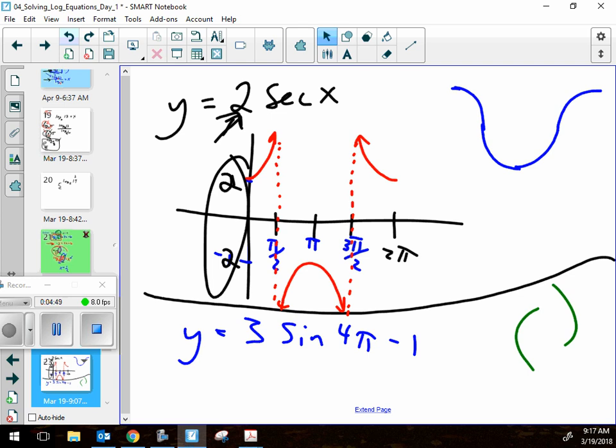It actually wouldn't matter in this case, but if you want a general rule, we have to do these in the right order, right? You make it secant first because you're not actually doing cosine. You make it secant first. Then you do the transformations to it.